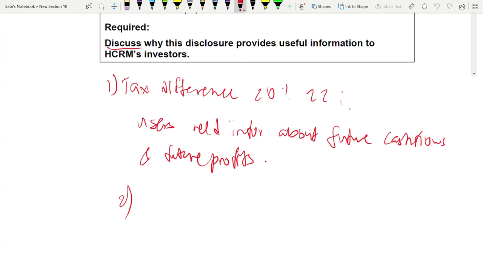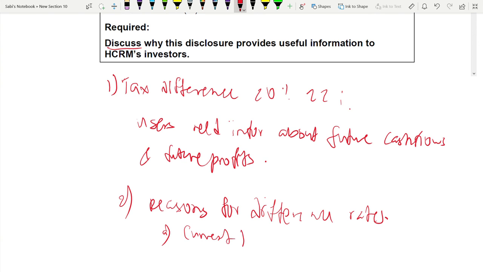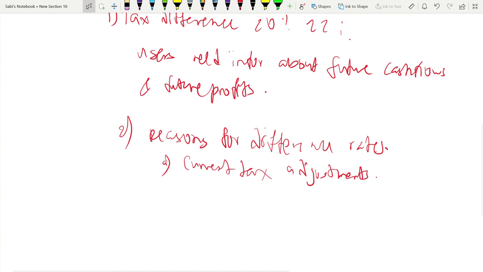Second, now you are giving the reasons for differences between the statutory rate and the effective rate, 20% and 22%. What do you think could be the reason? Number one reason, A, current tax adjustments. This is then the answer. Improper sentences, but I'm giving you bullet points so that you know what are the things you need to include in this answer. Okay, current tax adjustments.